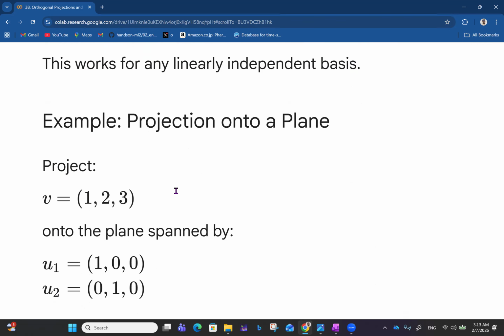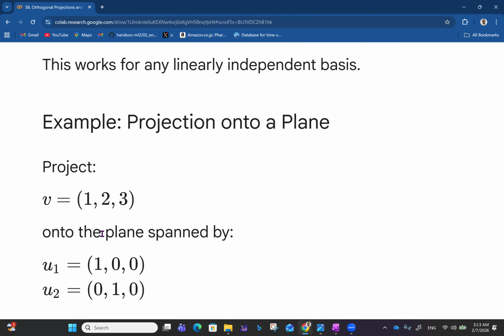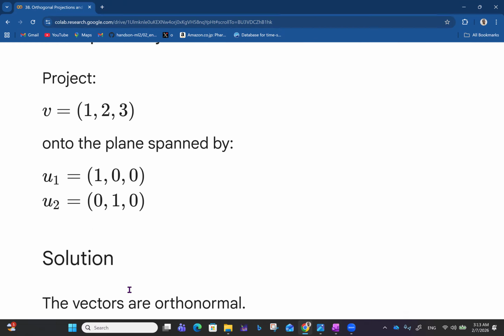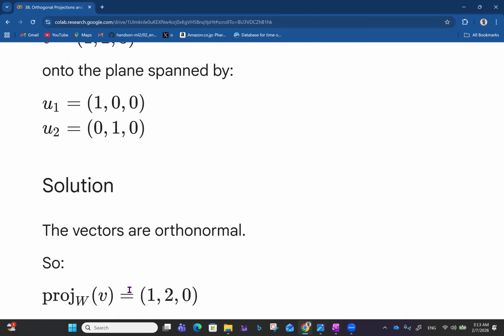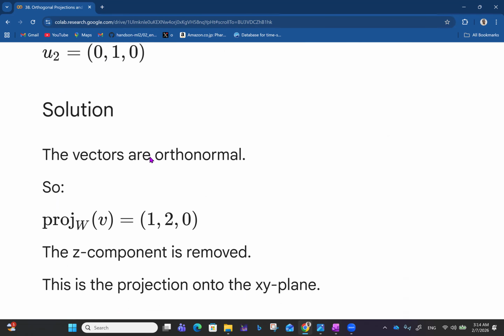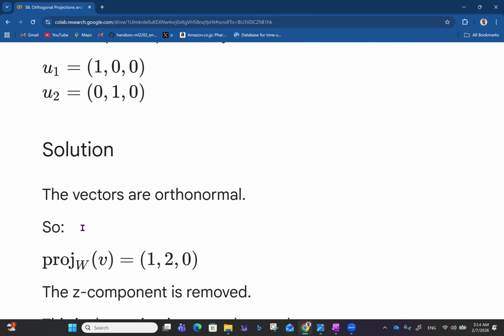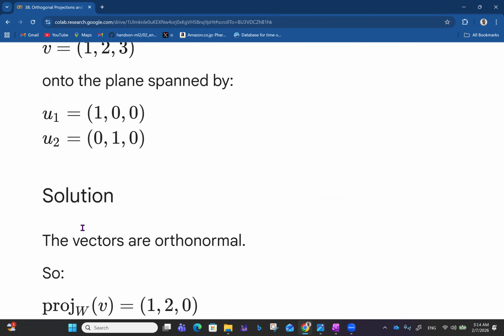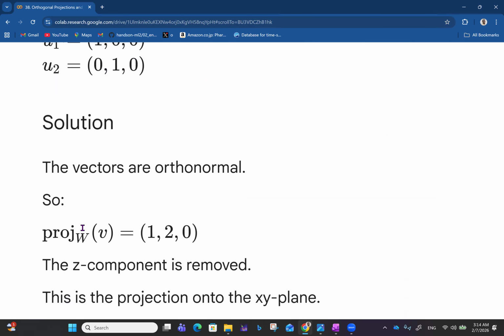Then we have an example of projection onto a plane. V is (1, 2, 3), projected onto the plane spanned by u1, which is (1, 0, 0), and u2, which is (0, 1, 0). You can see these vectors are orthogonal: 1 times 0, 0 times 1, 0 times 0, you add everything, you get 0. Orthogonality is guaranteed. For orthonormality, if you find the norm of u1, you get 1, and the norm of u2, you get 1. So the vectors are orthonormal for sure. So the projection of v onto W will just be (1, 2, 0), and the z component is removed.